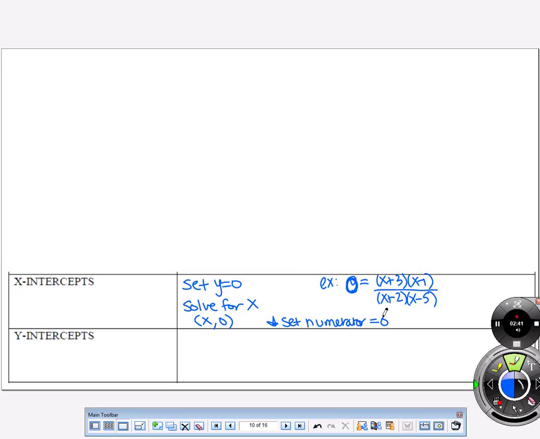Setting this crazy thing equal to 0 is really just asking when will the numerator equal 0, which in this case there would be 2 x-intercepts, right? One at -3, because that would make 0 in the numerator, and then also one at 1, because that would make 0 in the numerator. Are we okay with that? All right, what about y-intercepts? What do we do?